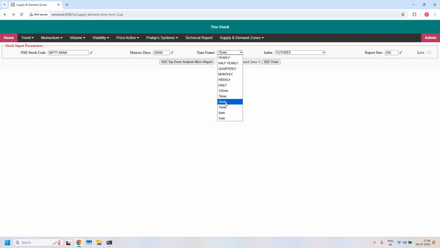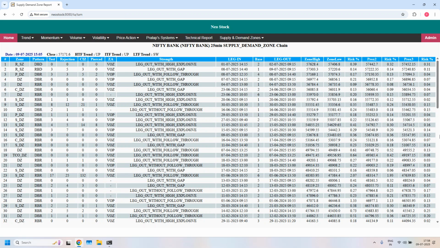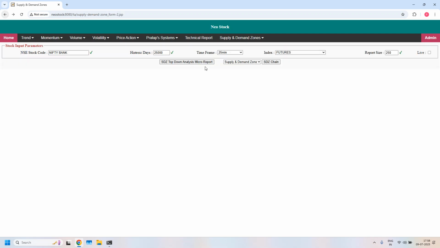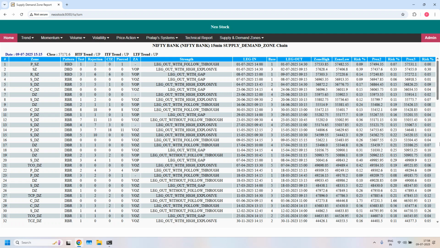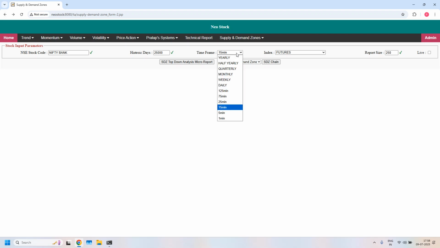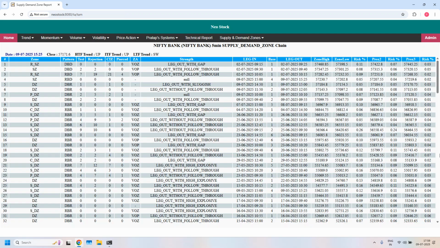Next, generating 25 minutes supply demand zone chain for BANKNIFTY. Next, generating 15 minutes supply demand zone chain for BANKNIFTY. Next, generating 5 minutes supply demand zone chain for BANKNIFTY. So this is BANKNIFTY supply demand zone chain reports. So we have completed both NIFTY and BANKNIFTY.